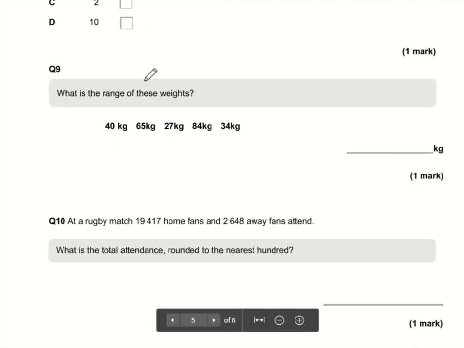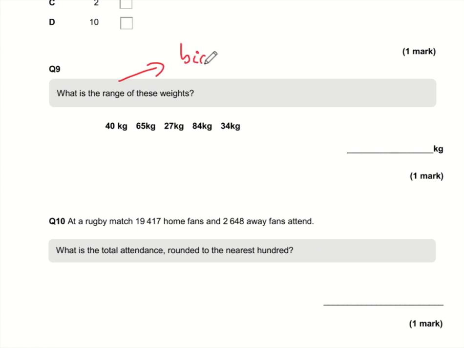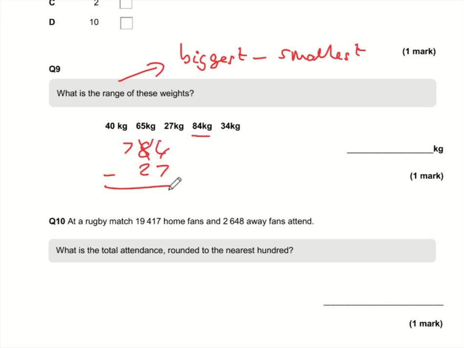So what is the range of these weights? So we need to remember that the range is the biggest, take away the smallest. So the biggest to me is 84 and the smallest is 27. 4 minus 7 can't be done, so 8 becomes 7, 4 becomes 14. 14 take away 7 is 7, 7 take away 2 is 5, so that is a range of 57 kilos.